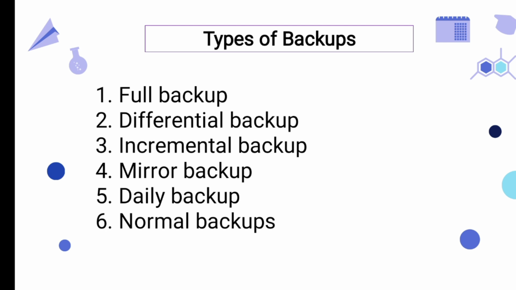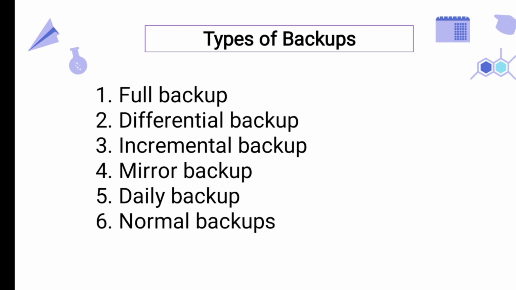Now let's study the types of backup. First is full backup, second is differential backup, third is incremental backup, fourth is mirror backup, fifth is daily backup, and sixth is normal backup. Full backup contains all the data in the folders and files that are selected to be backed up, and is the starting point for all backups, because a full backup stores all files and folders. Frequent full backups result in faster and simpler restore operations.